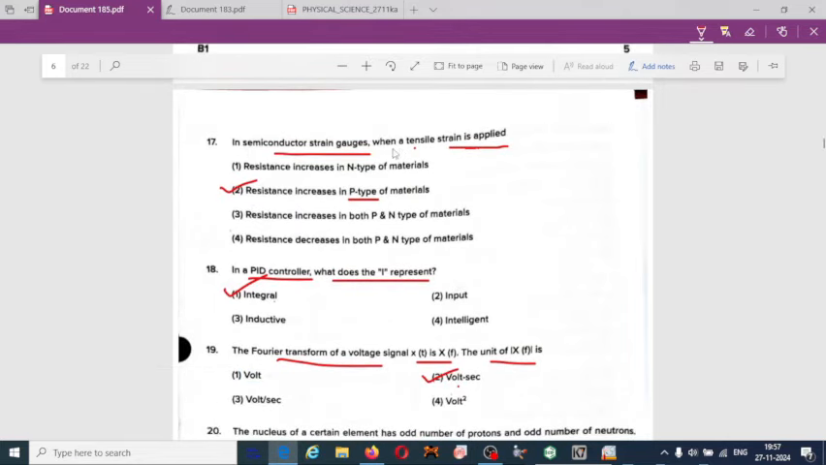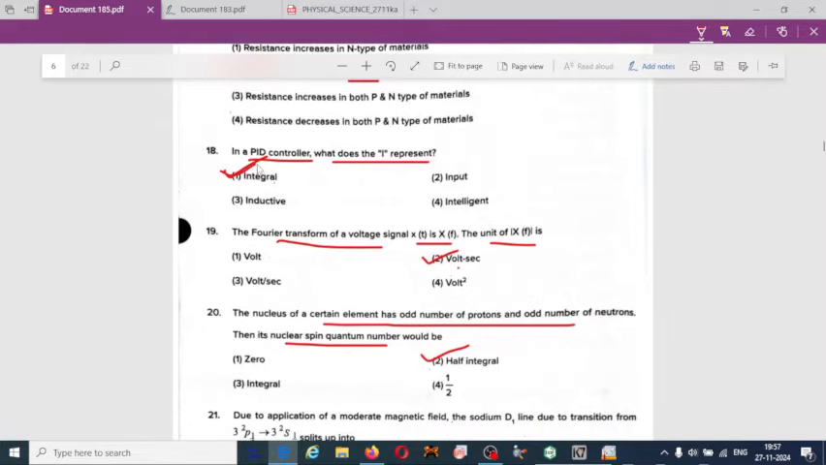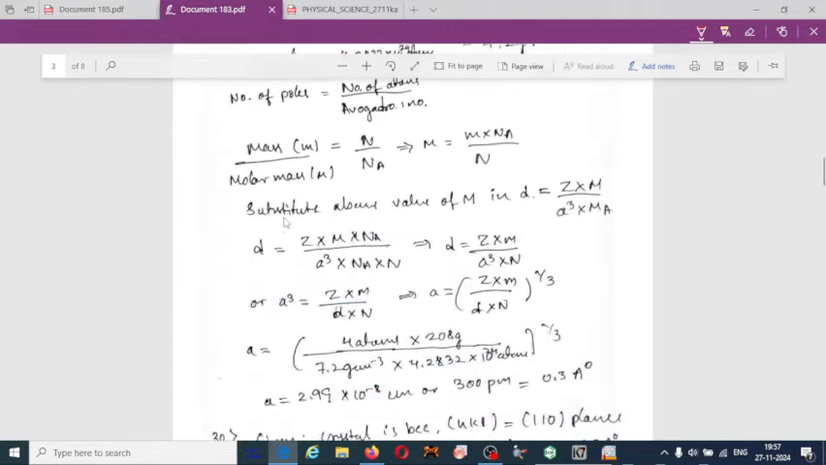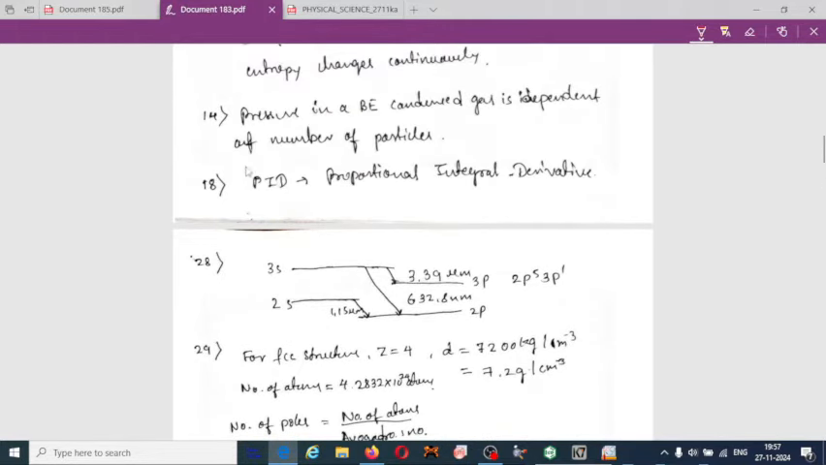Next one, in semiconductor strain gauge, when a tensile strain is applied, this is option 2. Resistance increases in P type of materials. In PID, option 1, integral I stands for integral, as PID is proportional integral derivative. Okay.